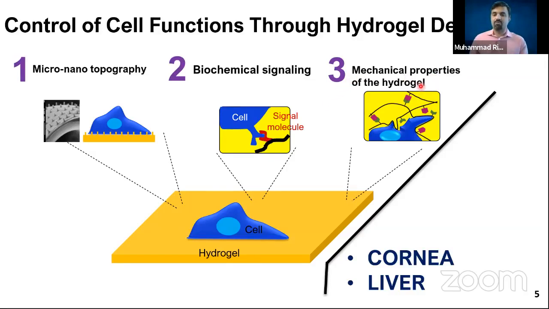And then we can have mechanical properties of the hydrogel. Mechanical properties can again tune how cells are functioning. You can have soft hydrogels, you can have very stiff hydrogels, and depending on their stiffness, the cell functions will be completely different. And I'll show today one story related to cornea, and the second related to liver, showing how we use these principles in biomaterial design to grow these corneal tissues or liver tissues that we can transplant in humans.